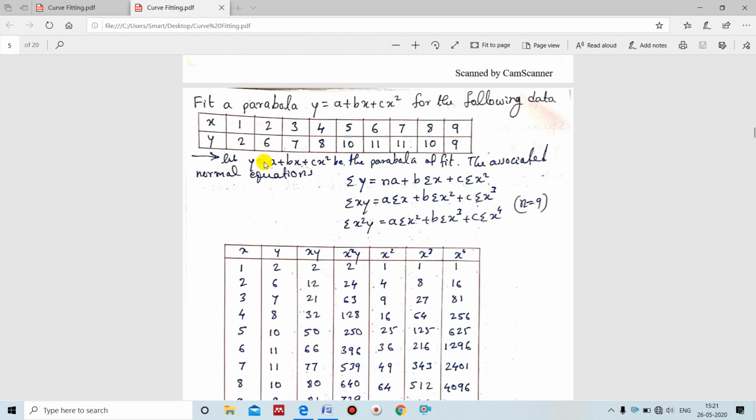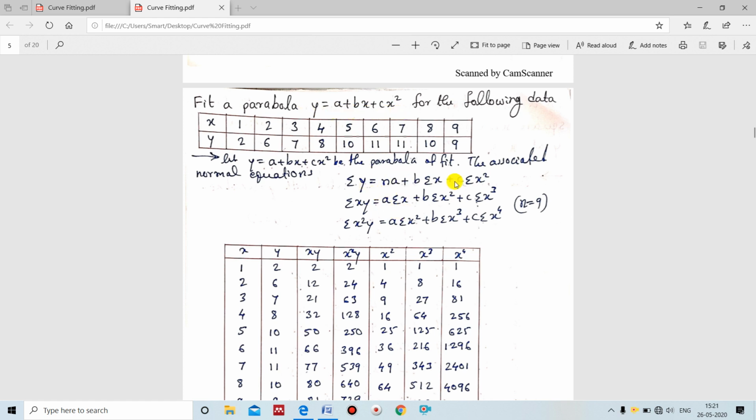Write the normal equations. First, taking the summation of the equation, we get summation of y equal to n into a. Here we multiply by n because a is a constant, and we cannot calculate its value directly. Here n is the number of terms in the given data: n into a plus b into summation of x plus c into summation of x square. So we must take the summation for this.